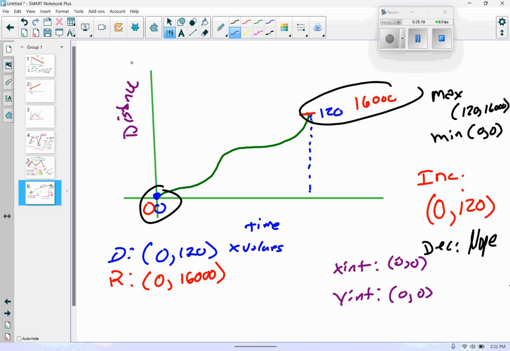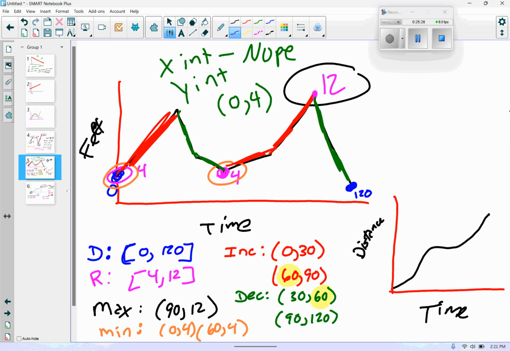The y-intercept of the depth of water over time is 0, 0. The y-intercept, that's a definite disagree because this is actually 0, 4. We got into the river at 4 feet. So disagree with the depth of water. No, because on that graph it was 0, 4. You got into the river at 4 feet deep.